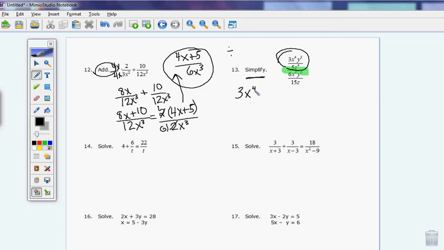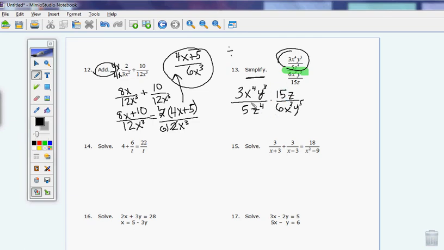3x to the 4th y cubed over 5z to the 4th. And I'm going to multiply by the reciprocal of the bottom one. So that's going to be 15z over 6x squared y to the 5th. And now I'm into the multiplication problems that I'm more comfy with.